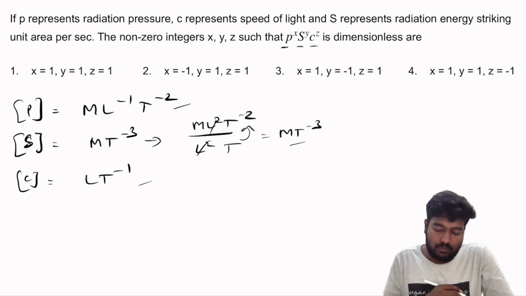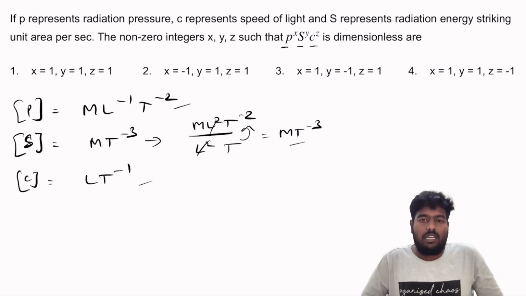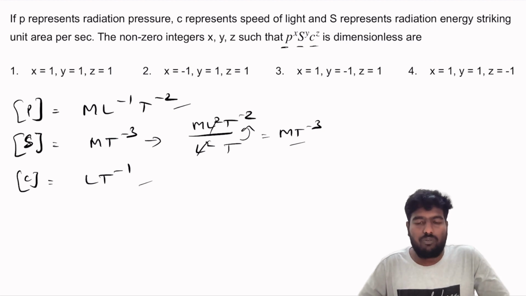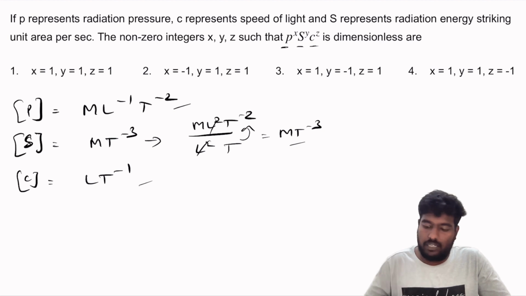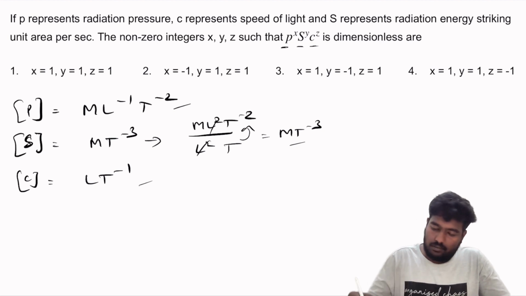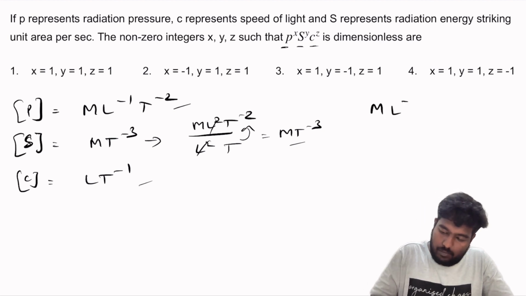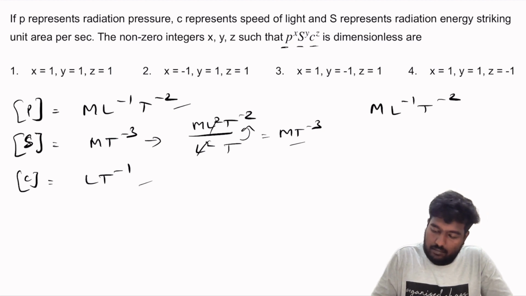So we have to club everything so that the resultant is dimensionless. There are two ways we can work it out: one is mathematical, another one is qualitative. So I have M L power minus 1 T power minus 2, and M T power minus 3, and L T power minus 1. Everything should cancel out.